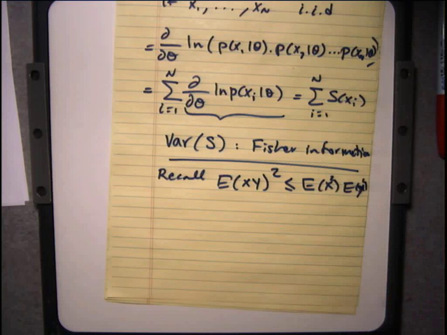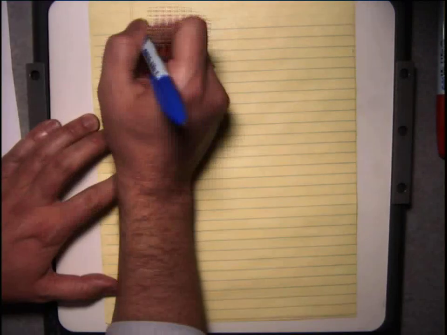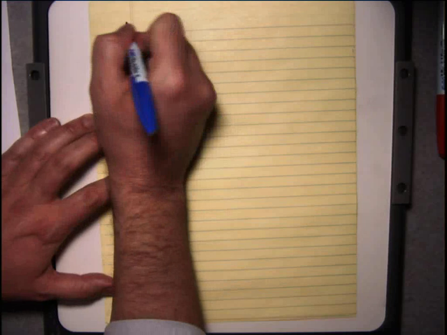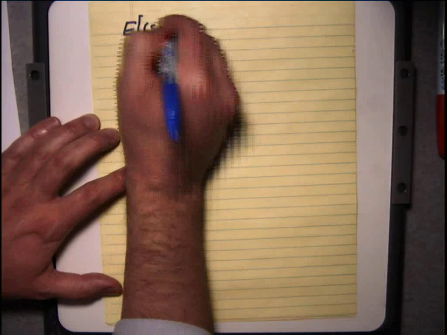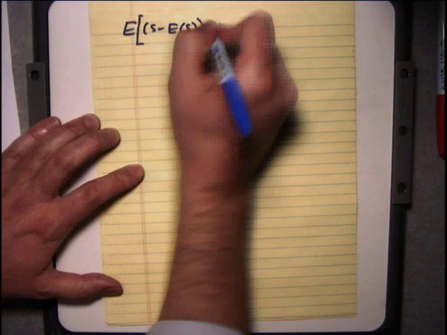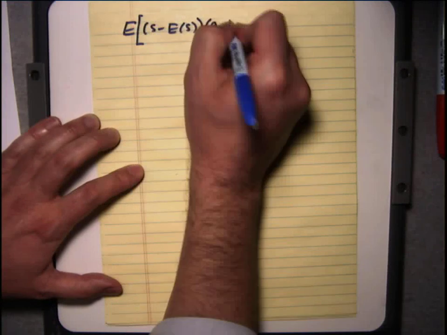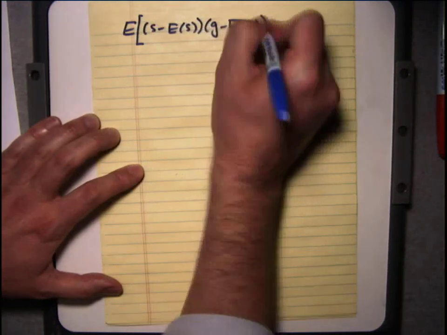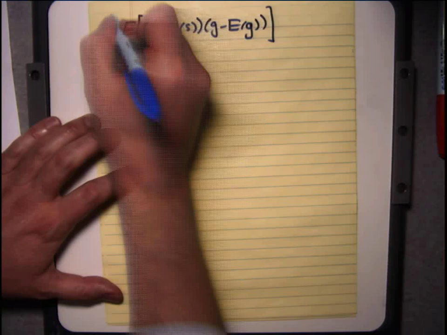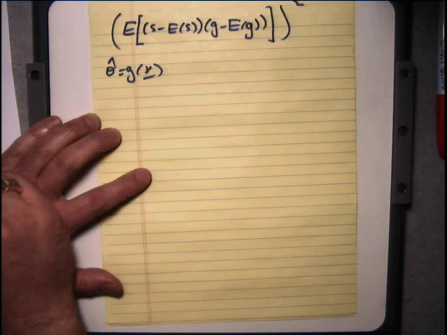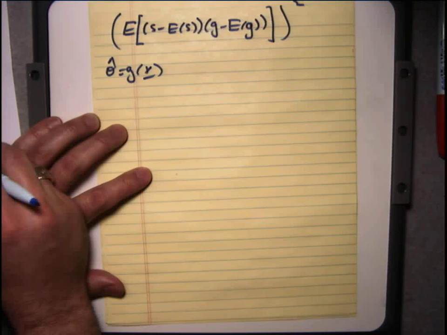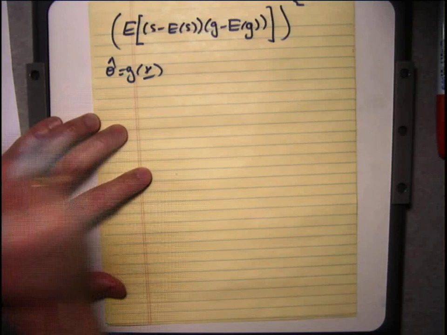All right, with this, let me start from the top of the page so that we can see how everything goes. I can take the expected value of the following quantity, s minus e of s, so this is the score function, times g minus e of g, and then this whole thing squared. I'll tell you what g is in a second. g is theta hat, g of the data.